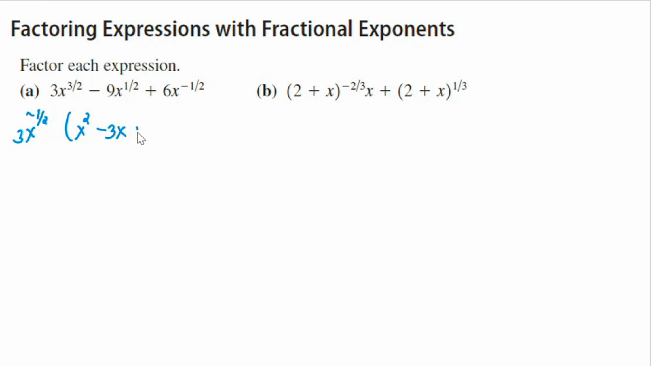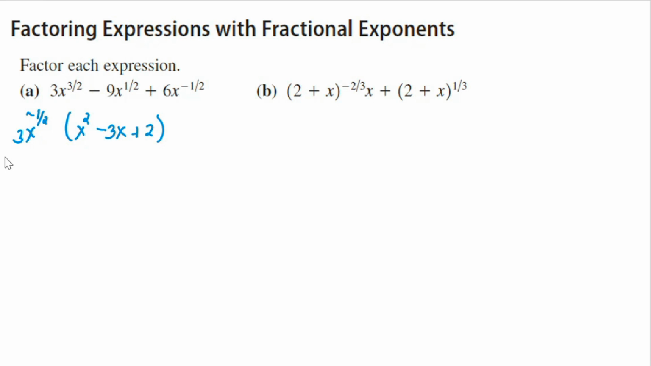And then the next term, plus 6x to the power of negative 1 half divided by 3x to the power of negative 1 half. We have 6 divided by 3 is 2. And x to the power of negative 1 half divided by the same x to the power of negative 1 half is just equal to 1, so we cancel it. The answer becomes 3x to the power of negative 1 half times x squared minus 3x plus 2. But you try to check if the trinomial is factorable.